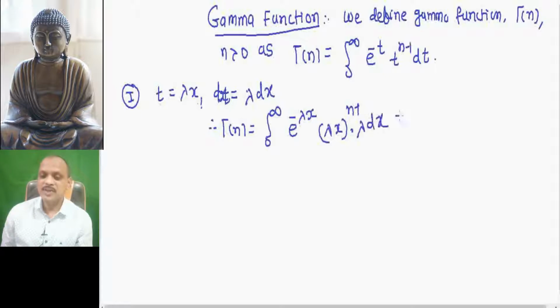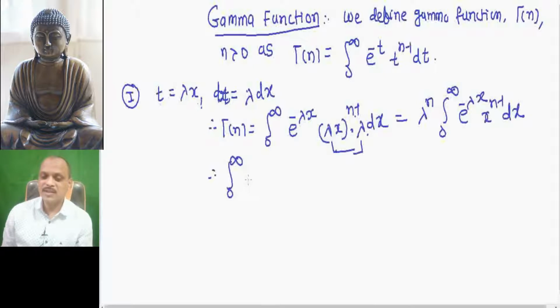Lambda is a constant. We can take lambda out of this integration: lambda raised to n minus 1, and with the extra lambda this becomes lambda raised to n, into the integration from 0 to infinity of e raised to minus lambda x into x raised to n minus 1 into dx. So this gives us the integration from 0 to infinity of e raised to minus lambda x into x raised to n minus 1 into dx equal to, transferring lambda raised to n to the left side, lambda raised to minus n into gamma of n.